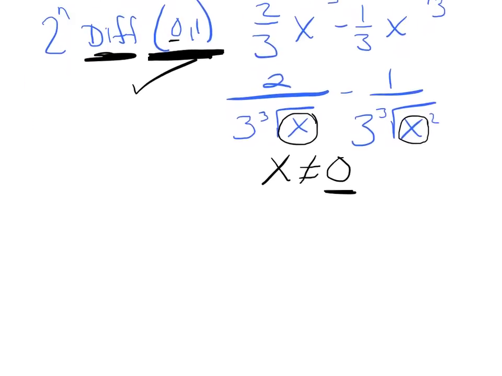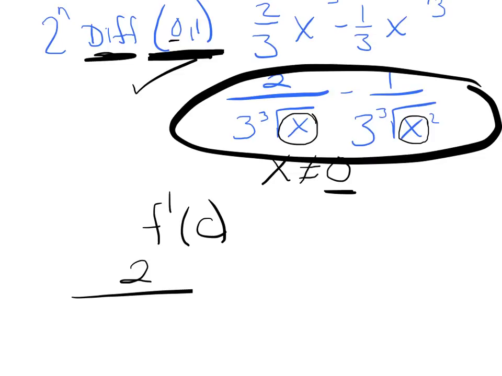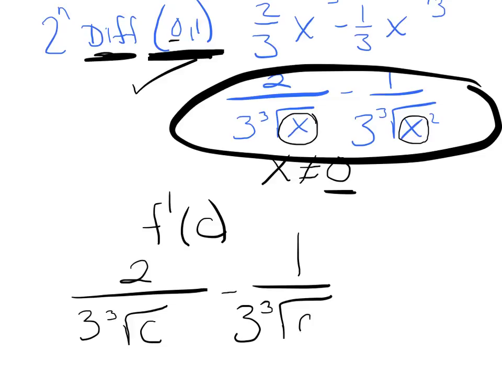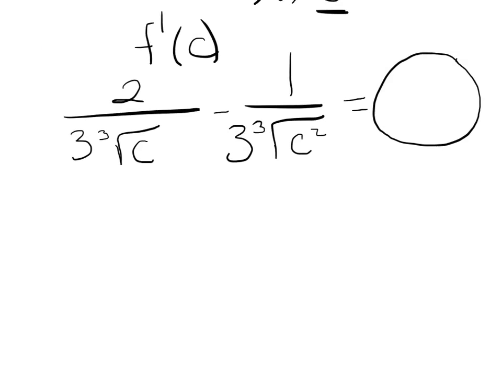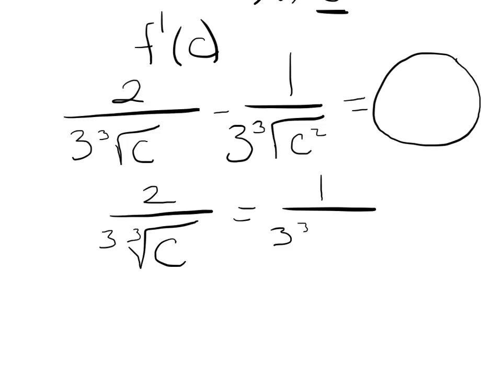So I'm going to take my f prime of c, which I really just found here: 2/3 cubed root of c, minus 1/3 cubed root of c squared. If you want to call it x, that's fine too. Equals, and here's that special part about Rolle's, we already know this side is equal to 0. Now I just have to solve my function, and I'm going to bring this to the other side. Obviously, I just added it over. At this point, I'm going to cross multiply. So I've got 6 cubed root of c squared equals 3 cubed root of c.